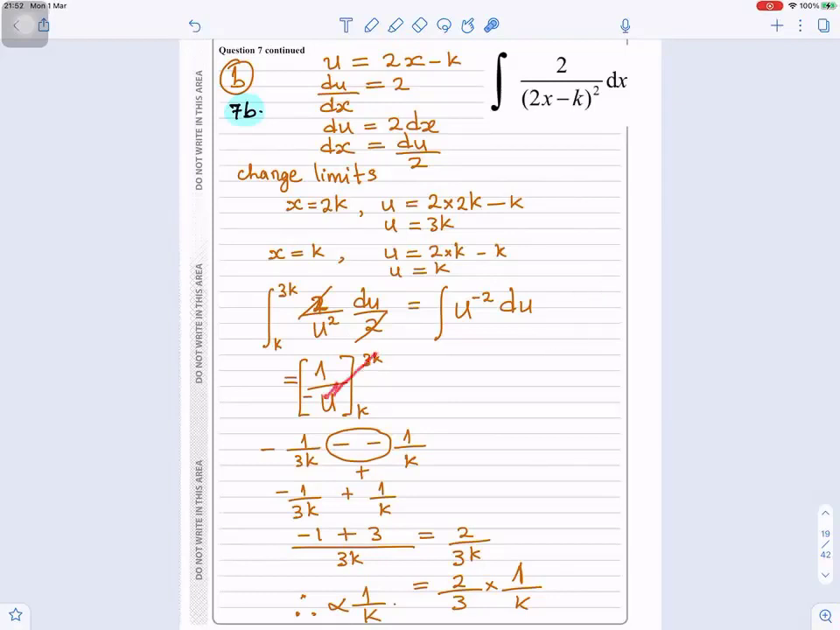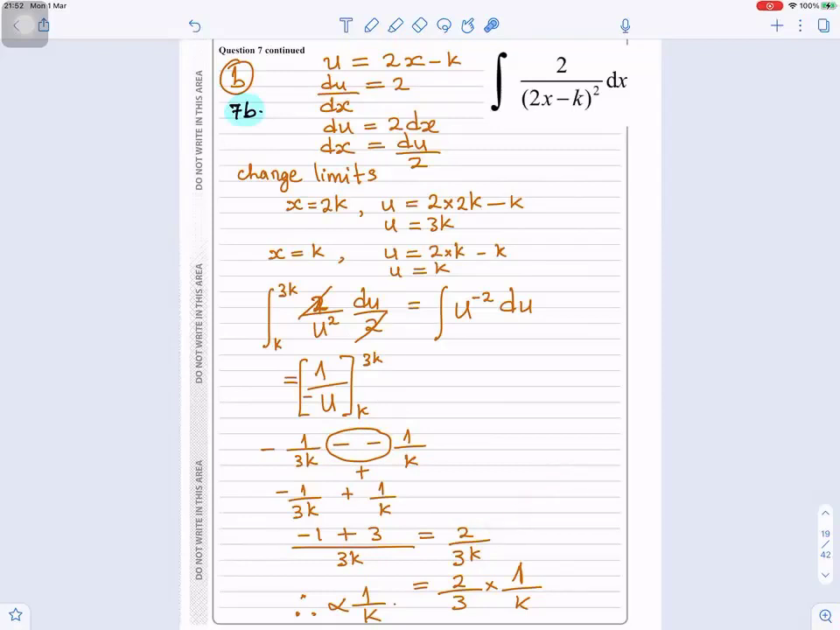We substitute 3k and we also substitute k. So the minus 1 over 3k minus 1 over k. This minus and minus becomes a plus. So minus 1 over 3k plus 1 over k. It gives you 2 over 3k.